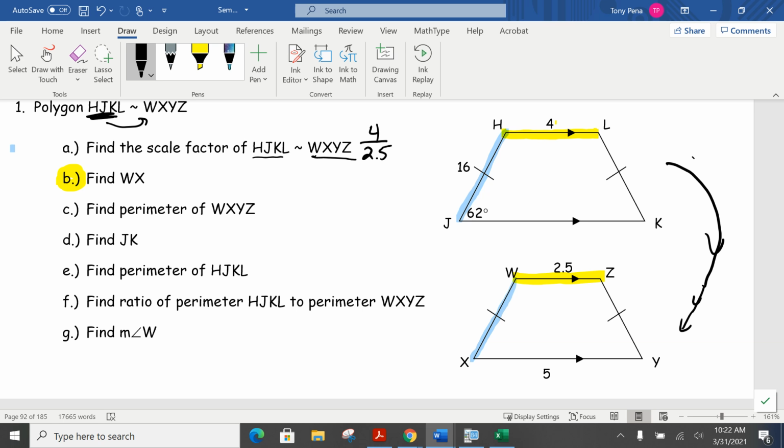I honestly don't know what the answer is, Cam. What'd you get? 10 seems reasonable. So let's give me the setup, and then we'll see if this is good. How did you set this up? What was your proportion?